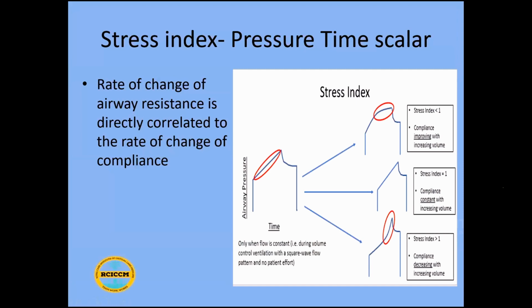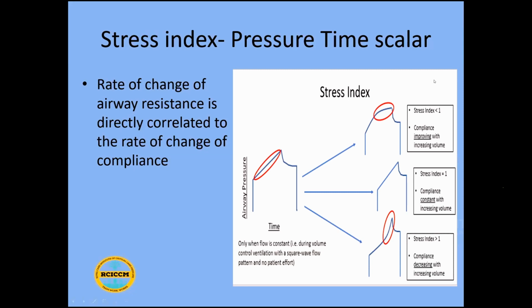So with one more slide, I would come to conclude this talk. I would like to stress upon this, which is basically a stress index, something that you could ascertain from a pressure time scalar. And this is typically calculated from the ventilator. All it looks at is when the patient is having a flow that is maintained constant during a volume controlled ventilation, the rate of change of airway resistance is directly correlating with the rate of change of compliance.